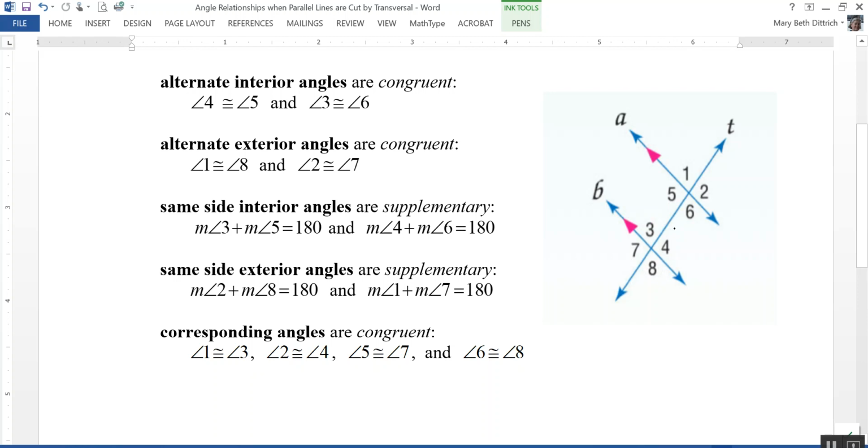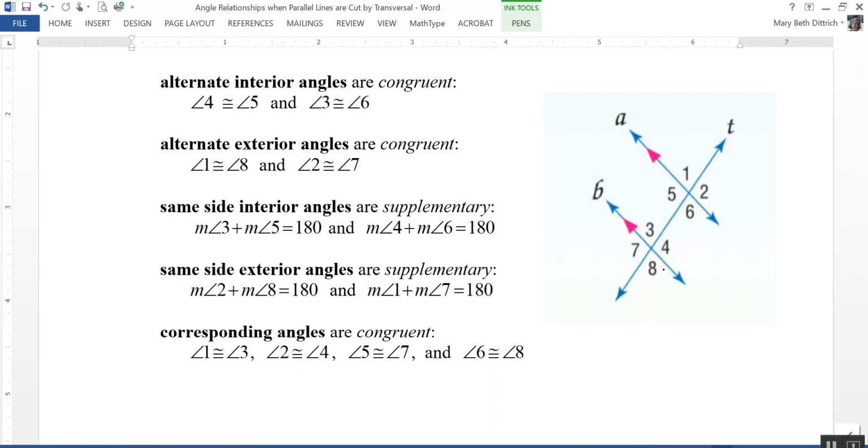Same side exterior angles are also supplementary, so that would be like angles 1 and 7 and 2 and 8. 1 and 7 are on the same side of the transversal and they're on the exterior of the parallel lines, as are 2 and 8, and those pairs of angles will add up to 180.